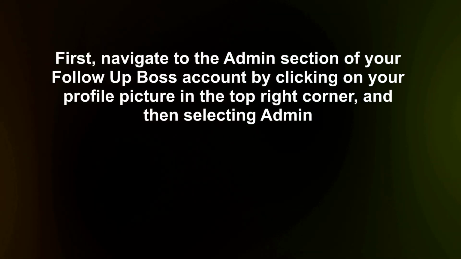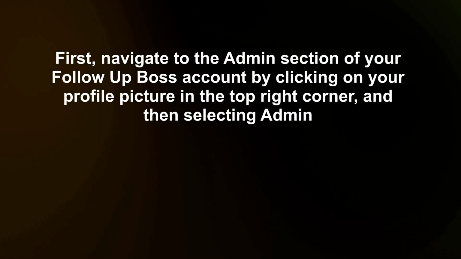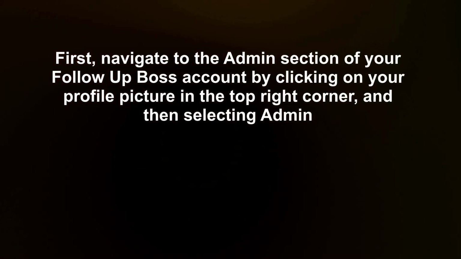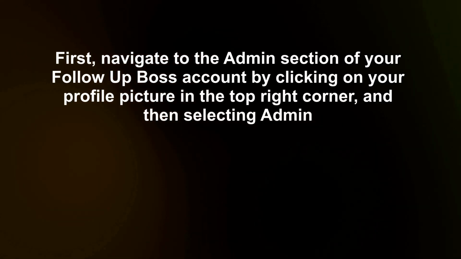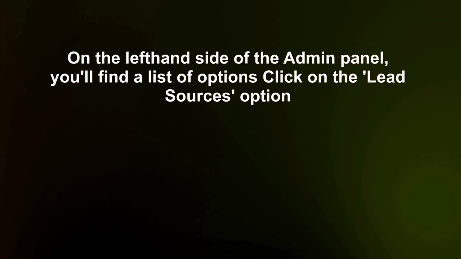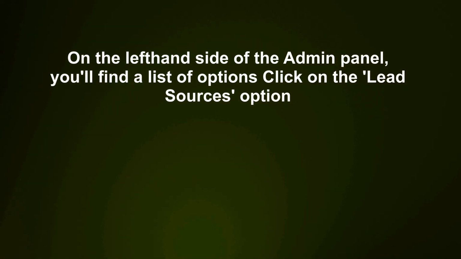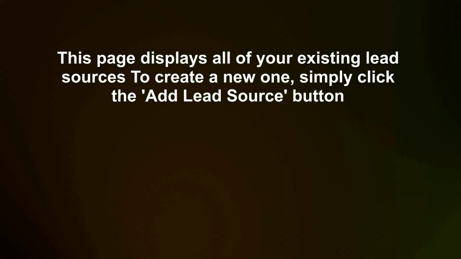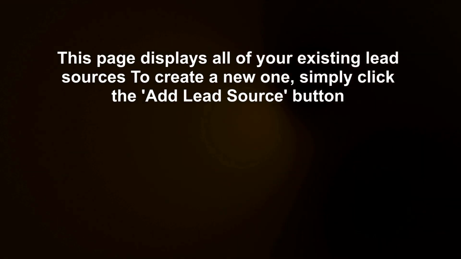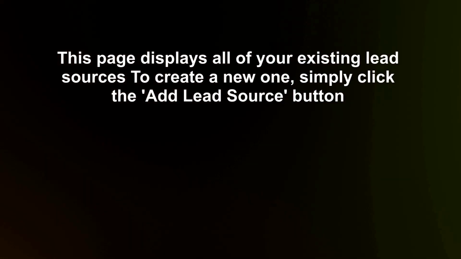First, navigate to the admin section of your Follow Up Boss account by clicking on your profile picture in the top right corner, and then selecting Admin. On the left-hand side of the admin panel, you'll find a list of options. Click on the Lead Sources option. This page displays all of your existing lead sources. To create a new one, simply click the Add Lead Source button.